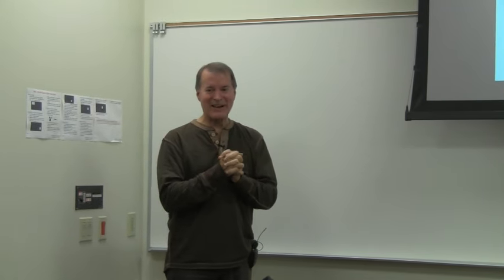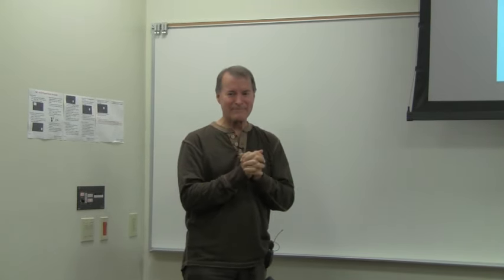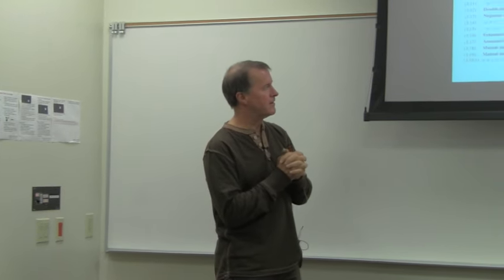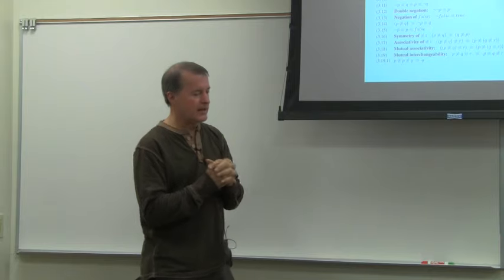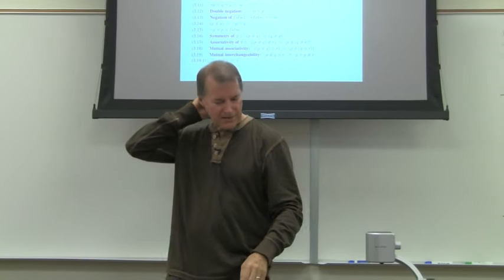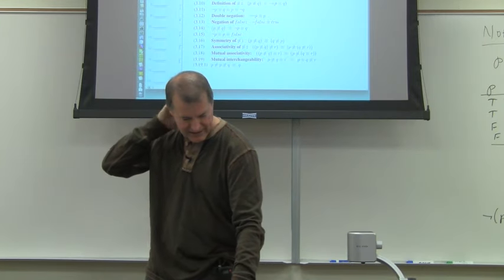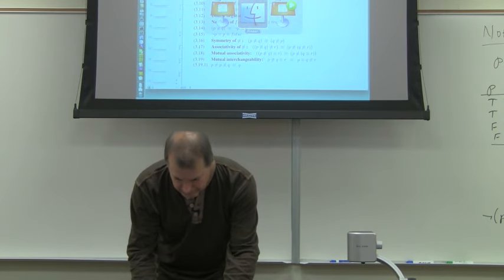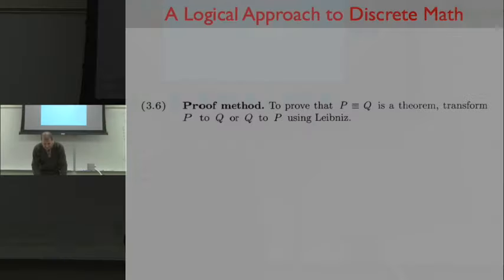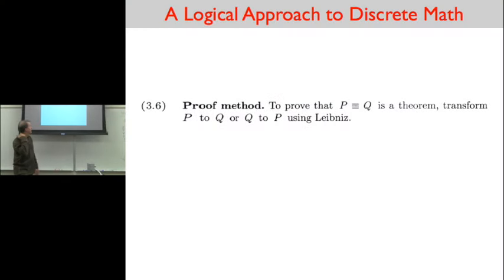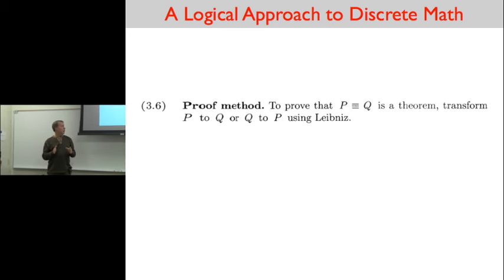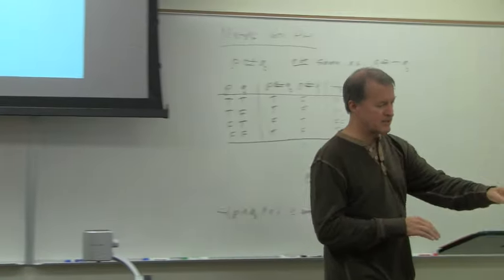So, what did you think? Yeah, question. I just have a general question. Sure. For any of these, if we prove that one side is the same as the other side, that's also proving it? Yes. Actually, because you brought that up, I wanted to say more about that at the end of class last time. So let me demonstrate that. That is 3.6, this proof method. To prove that P equals Q is a theorem, you either transform P to Q or Q to P using Leibniz. I want to show you that in a little bit more detail.